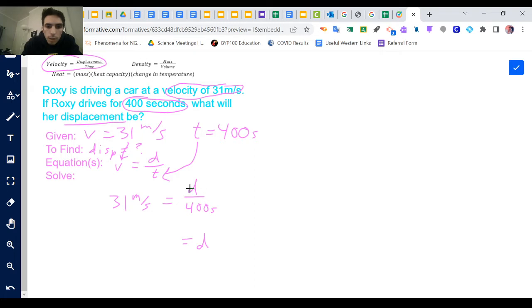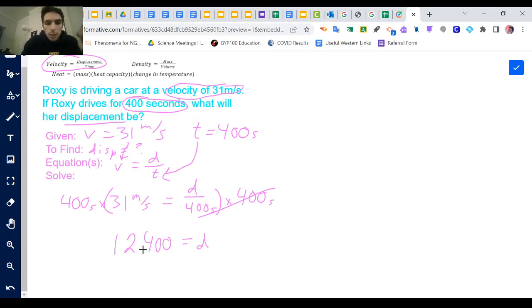So right now, d is being divided by 400. So if we want to cancel that out, we've got to do the opposite of that. We have to multiply both sides by this 400 second time. And we can do that because if we're doing the same thing to both sides, the equation still holds true. So that'll cancel out the 400 seconds in the denominator there. And we would just multiply this 400 and the 31, 400 seconds times 31 meters per second. And that would get us, I think, 12,400.